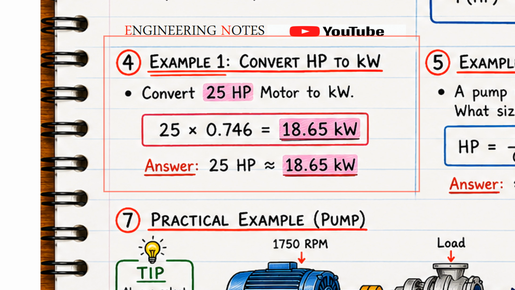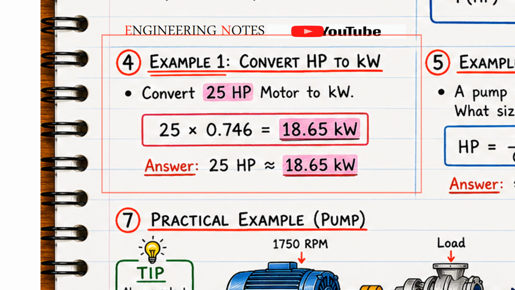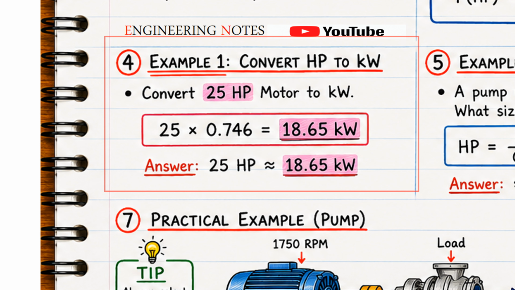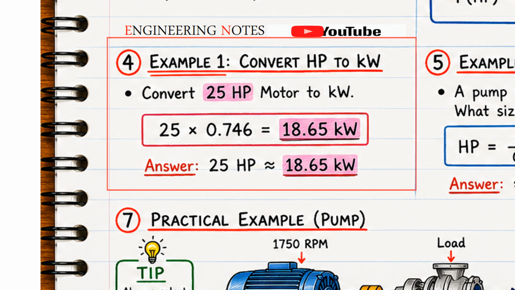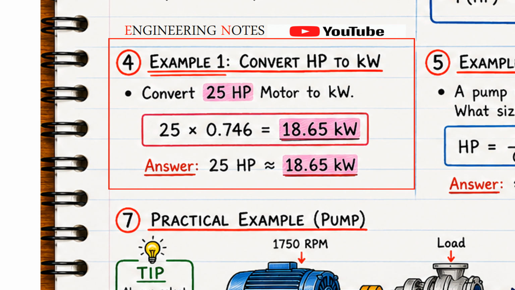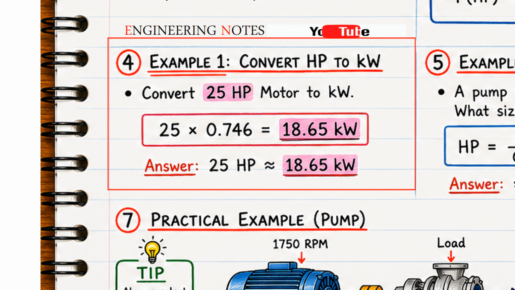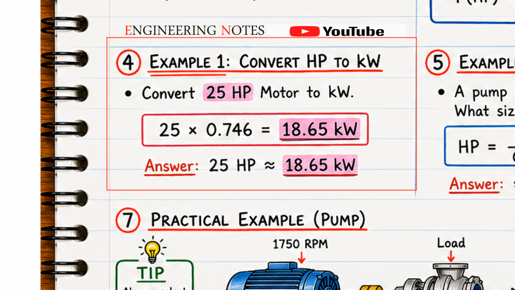Now, let's look at the first example shown in the image. We have a 25 horsepower motor, and we want to calculate its power in kilowatts. All we need to do is multiply 25 by 0.746. The result is 18.65 kilowatts. So, whenever we see a motor nameplate rated at 25 horsepower, we know that its power is approximately 18.65 kilowatts.